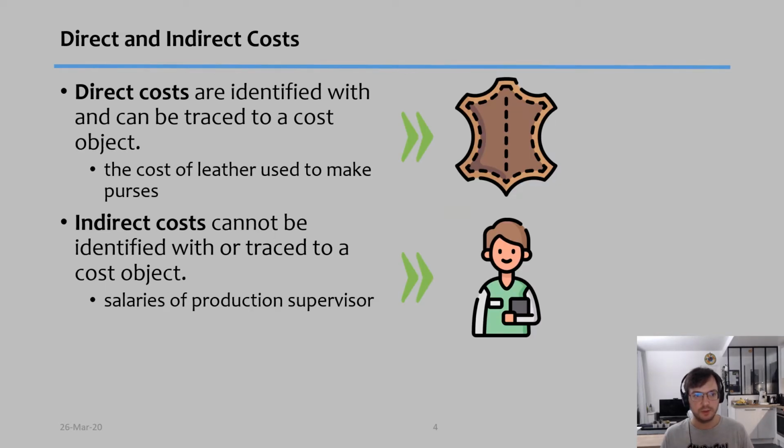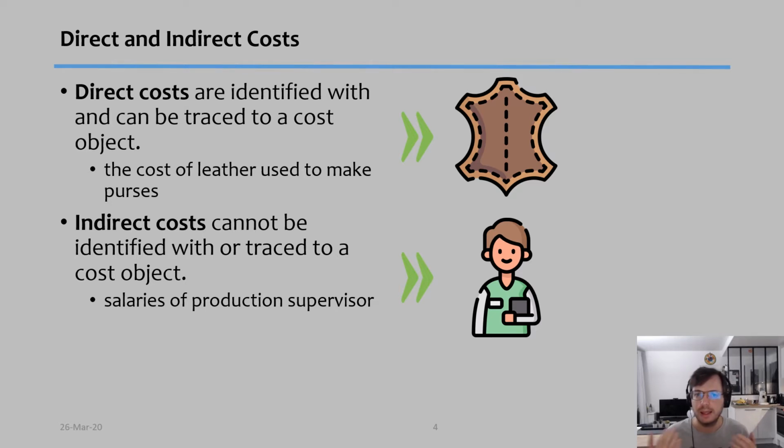Of the two types of costs, like I said, we have direct costs. Direct costs are identified with and can be traced to a cost object. In other words, those are costs that I can identify in my finished product and that I can trace to my finished product. They are costs that are absolutely necessary to create my finished product, and therefore they are an integral part of it. For example, the leather that I use to produce the purses is a direct cost because I can see it directly on my product.